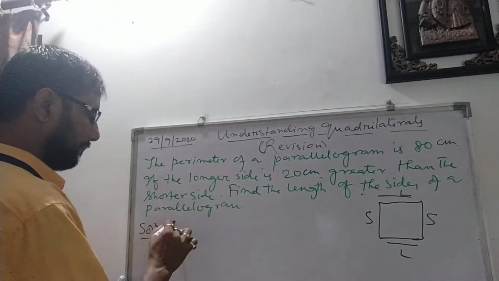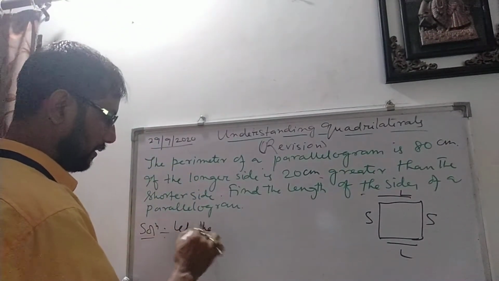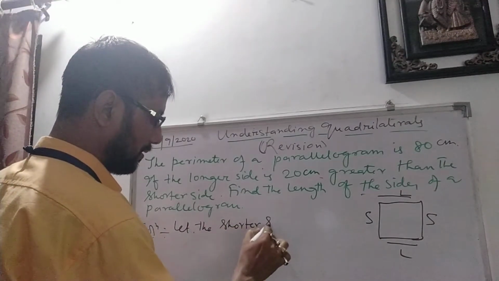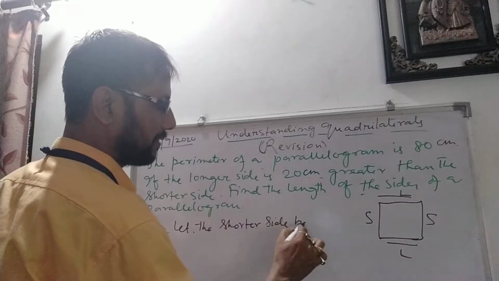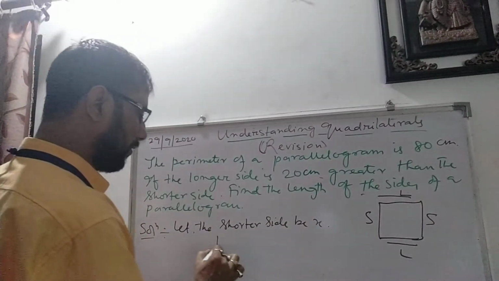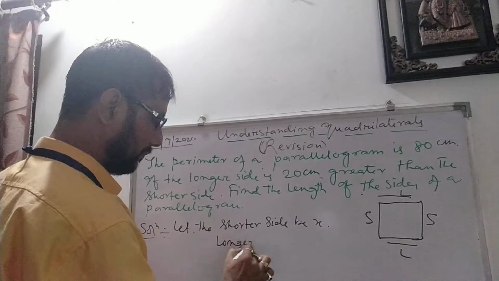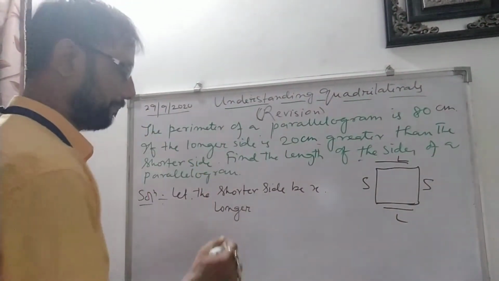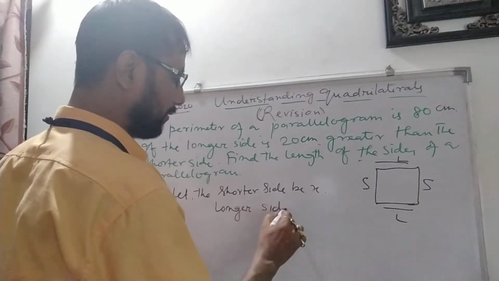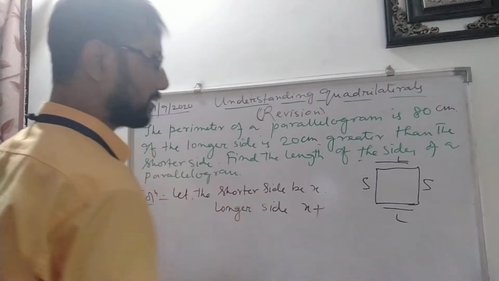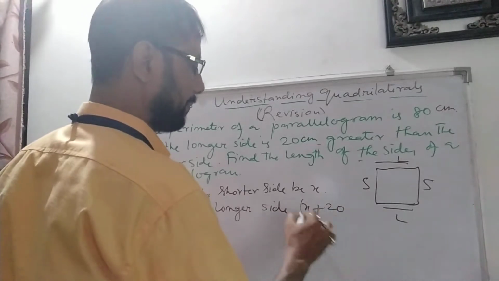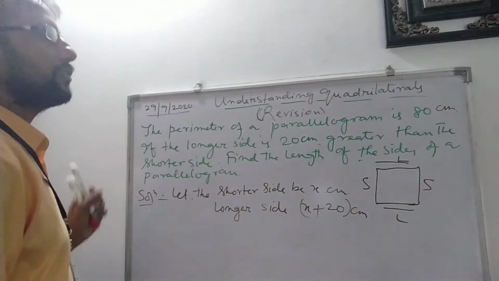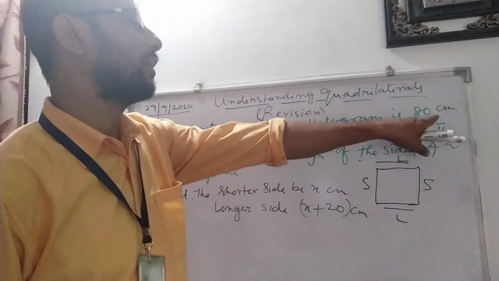So let the shorter side be x. Then the longer side will be x plus 20 centimeter. As we know, the perimeter of the parallelogram is 80 centimeter.